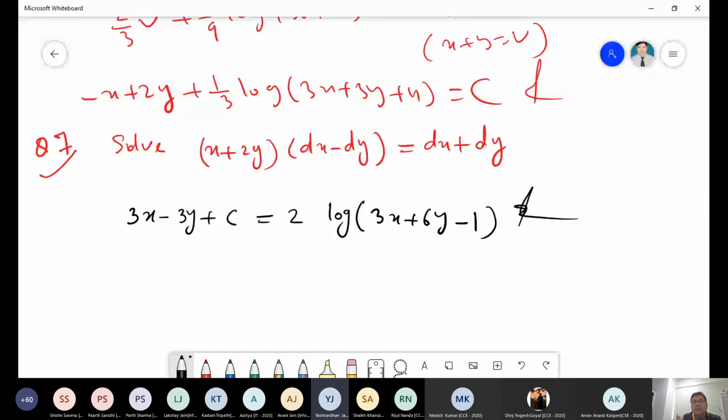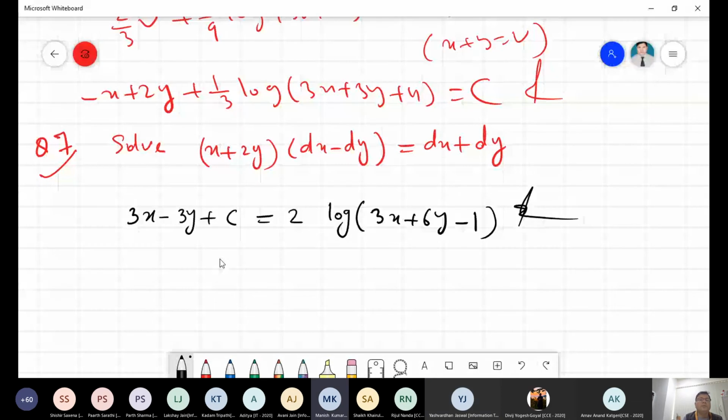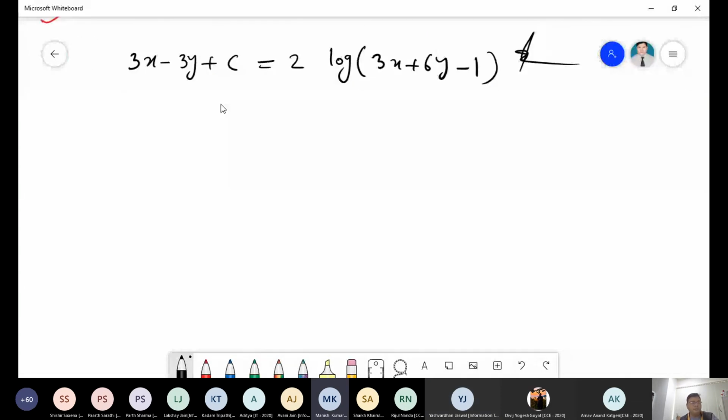Okay. Sir, my answer is different. Your answer is okay. I'm writing this in terms of z and x, right? Before integration. No, sir, I am getting 2y minus x plus 4 log 3x plus 6y minus 1 equal to c. Okay. Yes, sir, I am also getting this answer. Okay, no problem. Now see, when you write this question, the solution of this question is what?